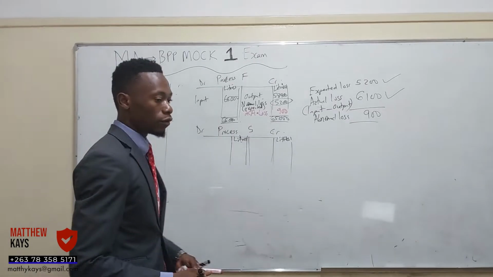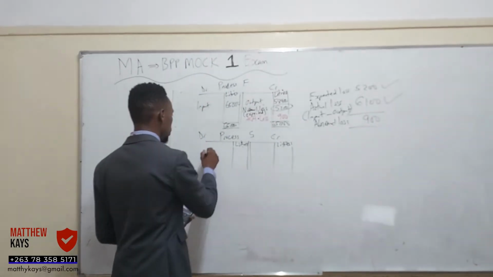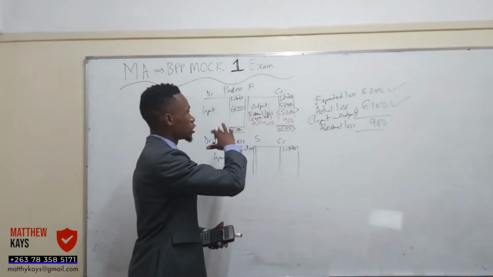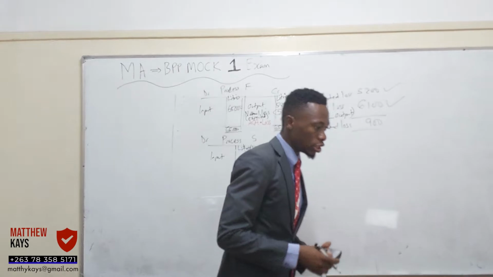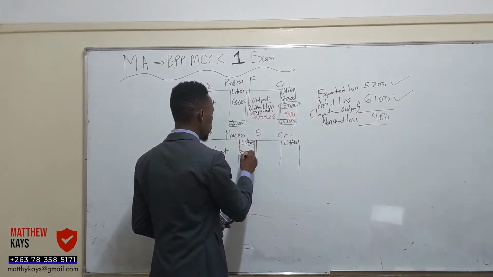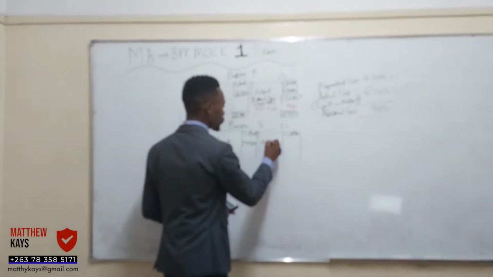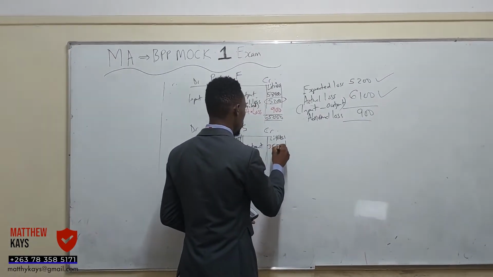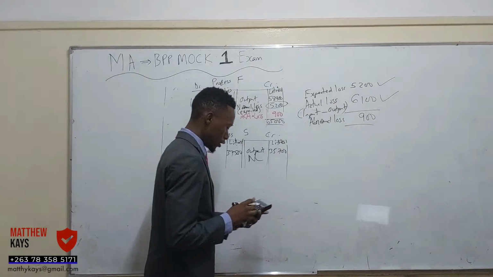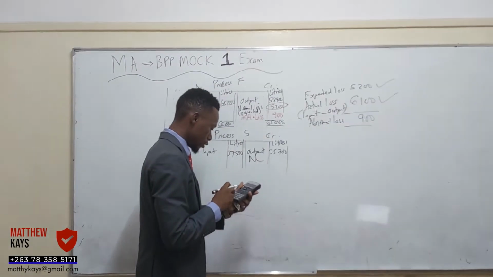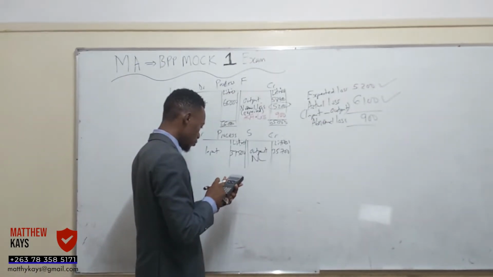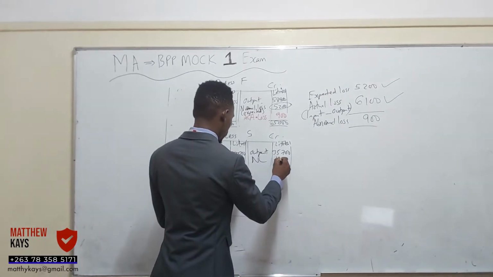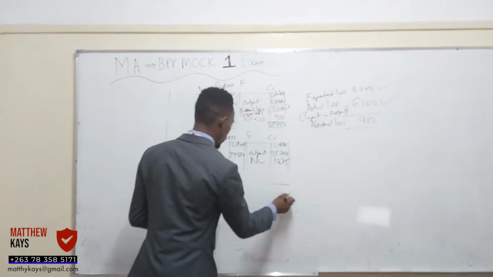Right, so for process G, I think you now know how to do it. Guys, I won't explain much, I've explained on process F. For G there, the input I'm seeing is 37,500. Output on the question is 35,700. The normal loss, they said what? 5% of the input. Yes, 875. Balance off.